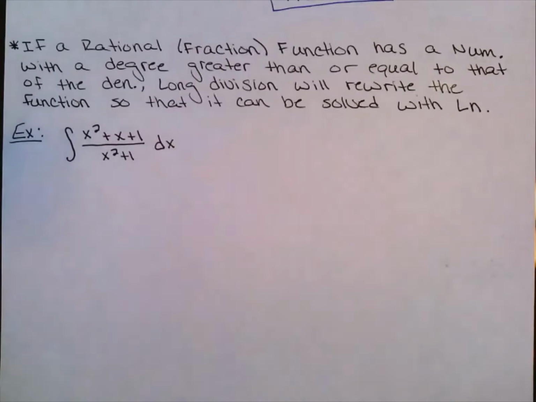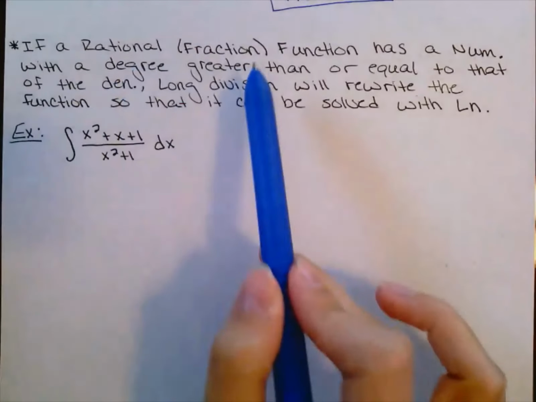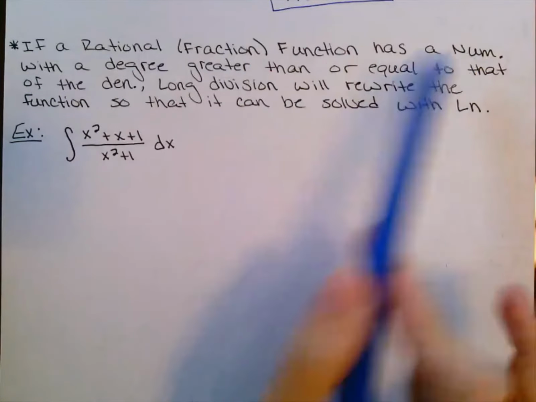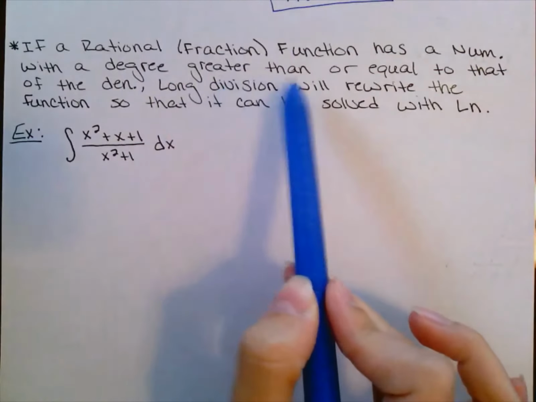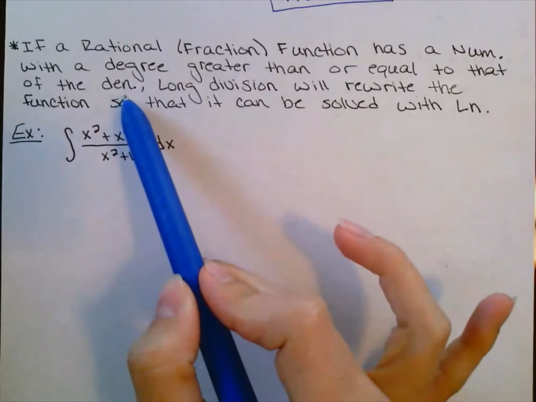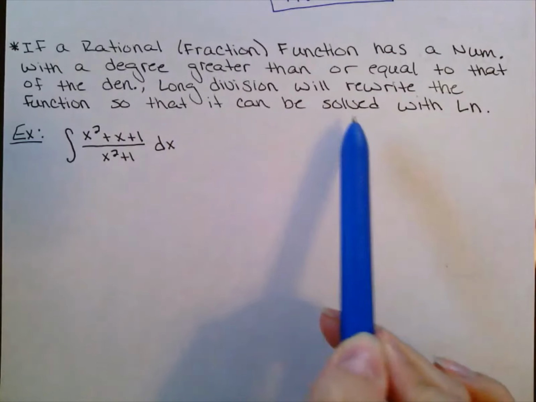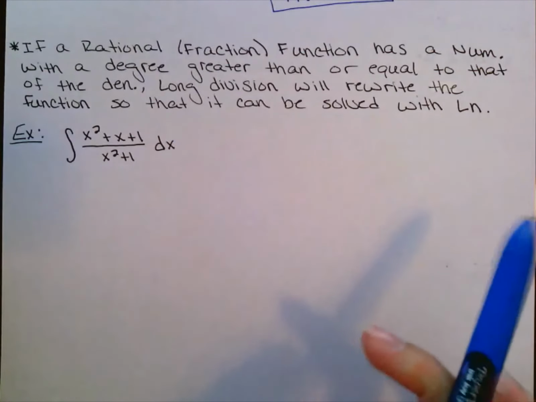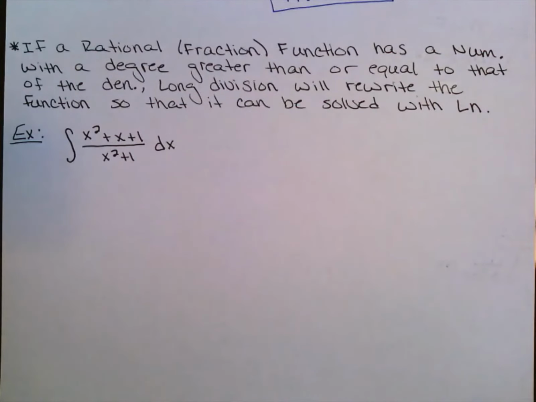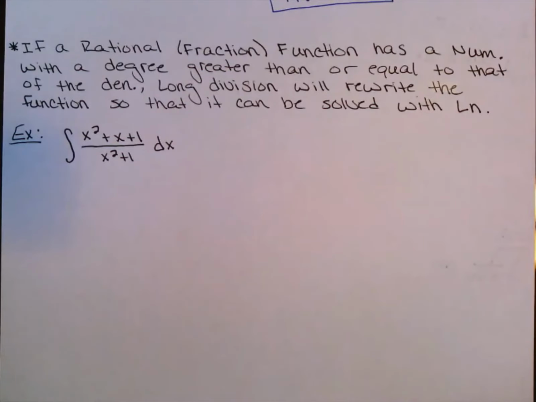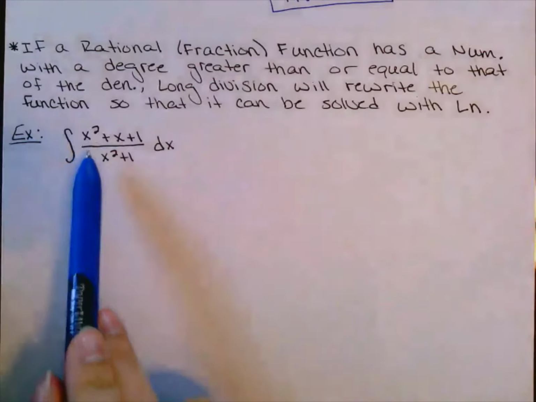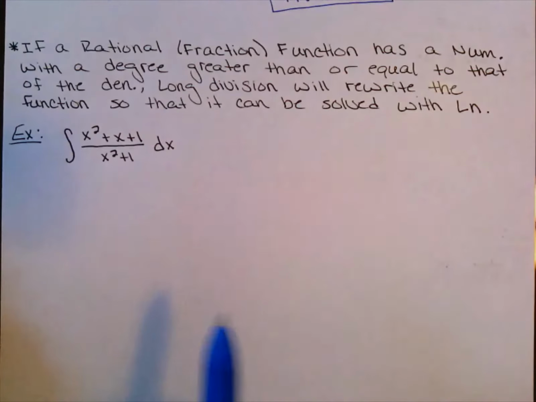So let's read this statement here. If a fraction function has a numerator with a degree greater than or equal to the degree in the denominator, long division will rewrite the function so that it can be solved using ln's. A reminder that the degree of a term of a function is going to be based off of its highest exponent. As you can see in this question, the degree, the exponent, is equal in both the numerator and the denominator.